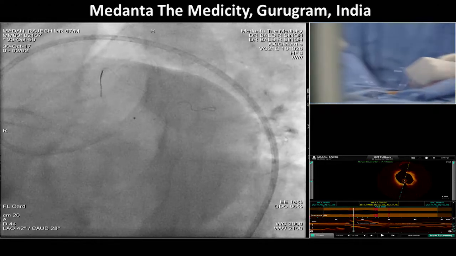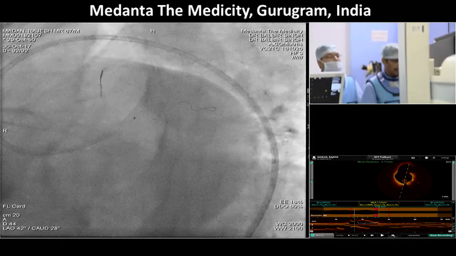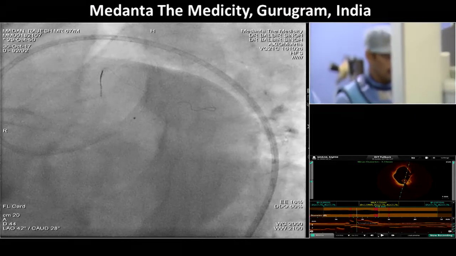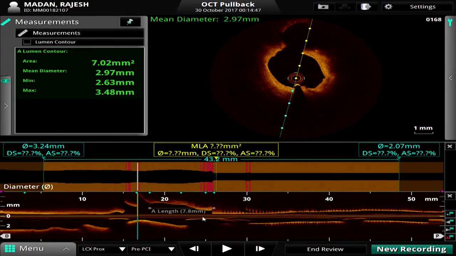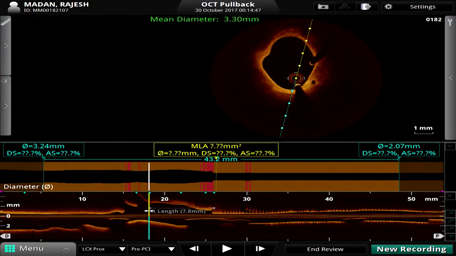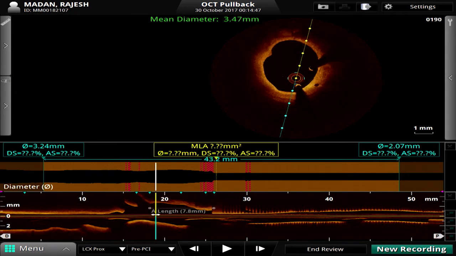Dr. Vijay is going to show you the LCX while I do this. Did you do a pullback from the LCA? Yes, we did that. The LCX ostium is widely open, and it is a 3 millimeter lumen, so it is highly unlikely to be compromised. And we could get a good image of left main here.